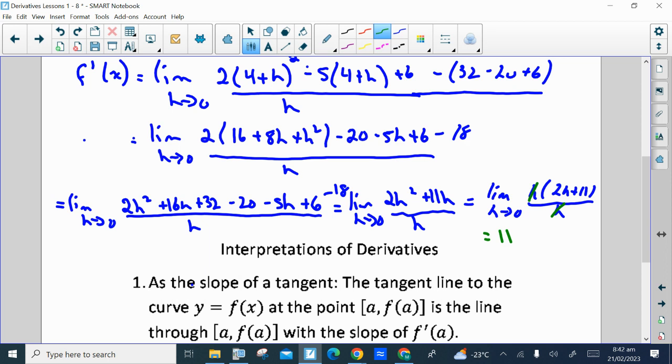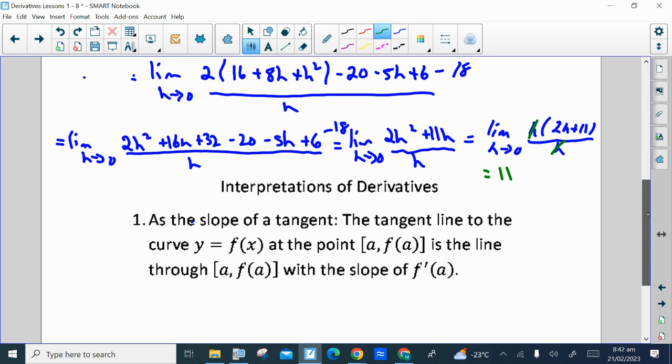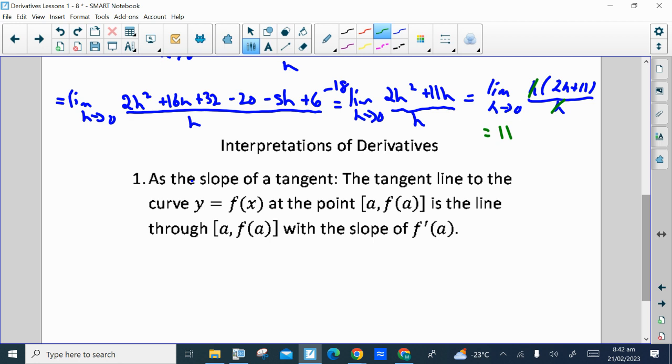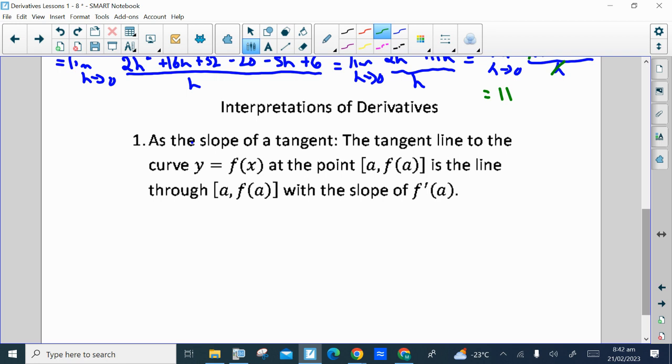It's positive 11. So we've seen that this has several applications, right? If we wanted to find the slope of the tangent to that curve when x equals 4, that would be the slope of the tangent. Okay, so that's one of our applications of the derivative. The tangent line to the curve y equals f of x at point a comma f of a is a line through a comma f of a with a slope of f prime of a. So the derivative is one of the applications. It's the slope of the tangent.